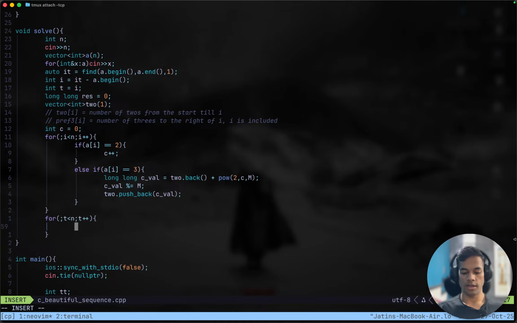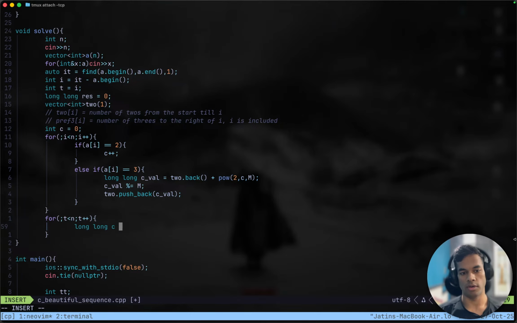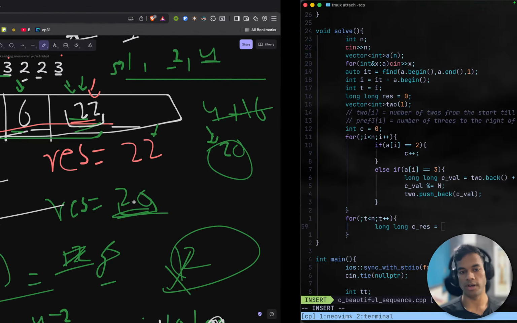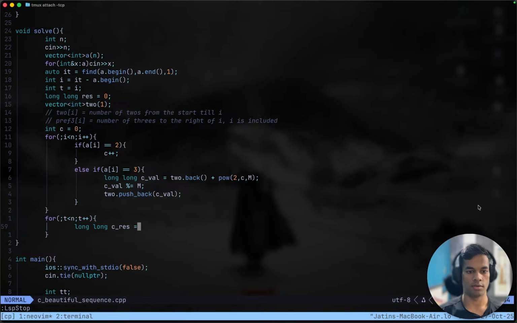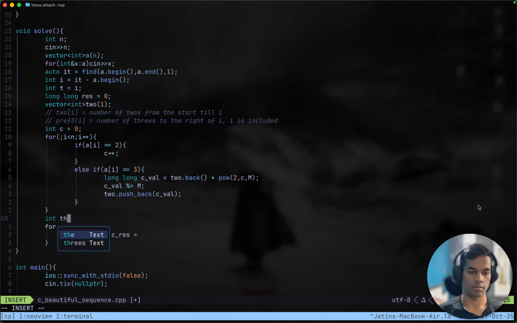Now we are currently at a 1. t is right now pointing at a 1. So res, or long cs, as in current value, would be equal to the last value minus the current pointer of the prefix. So we need like 2 pointers: int threes initially equal to 0, and twos also initially equal to 0.